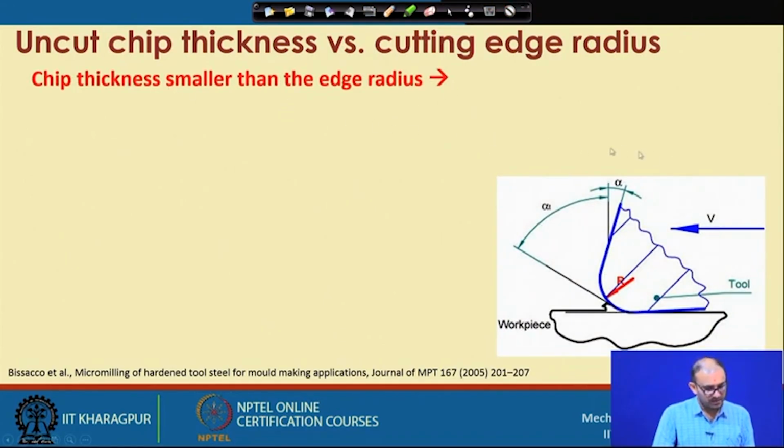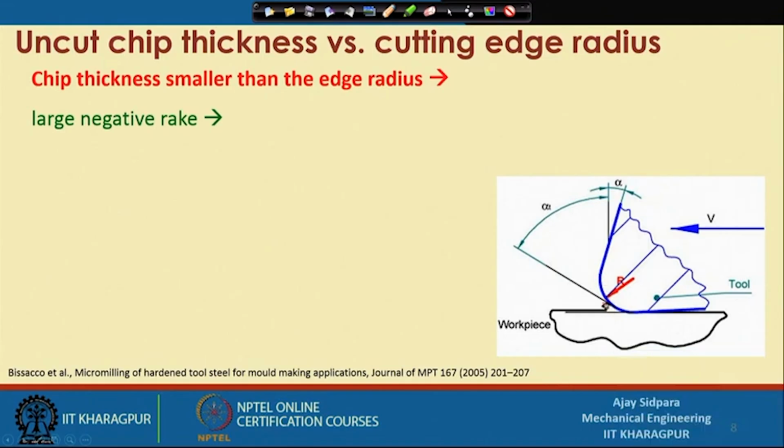Now what is happening when the chip thickness is smaller than the cutting edge radius? We know that a large negative rake angle happens. Suppose this is the cutting edge. Now the chip is moving, your material is moving in this direction, and your shear plane may be somewhere here. This is your shear plane, and this is your chip. So in the ideal case, in macro or conventional machining, your chip will flow in this direction, and it will be easy to remove the material.